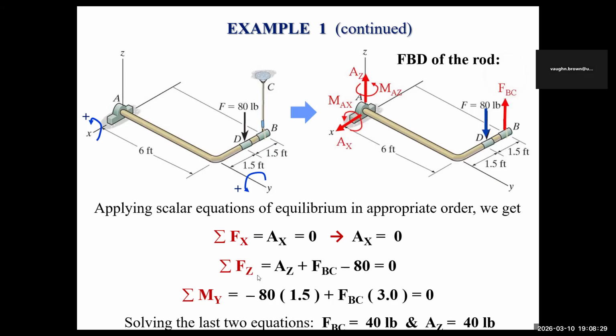So summing the forces in the Z, you have AZ in the positive direction, the 80 coming down in the negative, and FB going up in the positive. See here, just like that. So we have two unknowns, yes. So we have the first equation there. You get one equation there, and then you need to go to another moment.